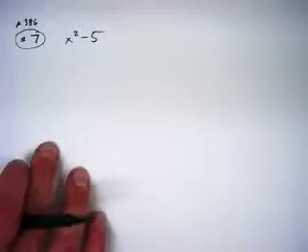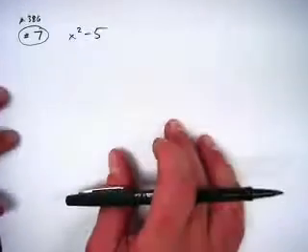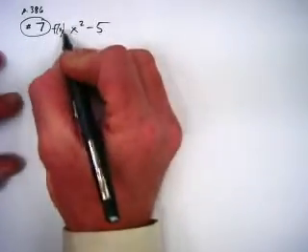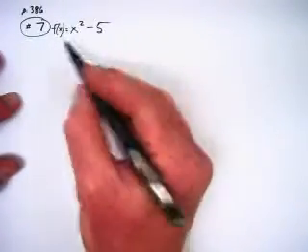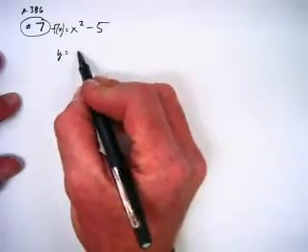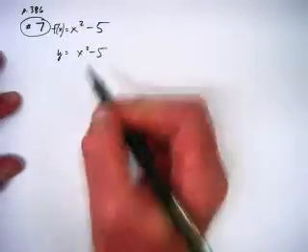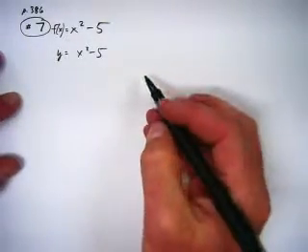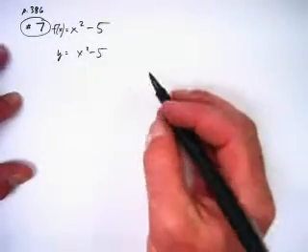We're looking at number 7 on page 386. They're asking you to graph f of x equals x squared minus 5. That's another way of saying y equals x squared minus 5. We're just graphing a quadratic function, a parabola, same thing.